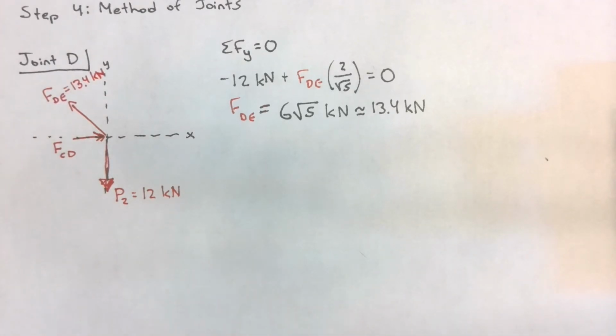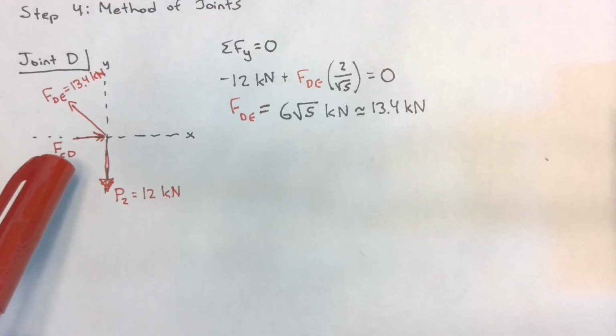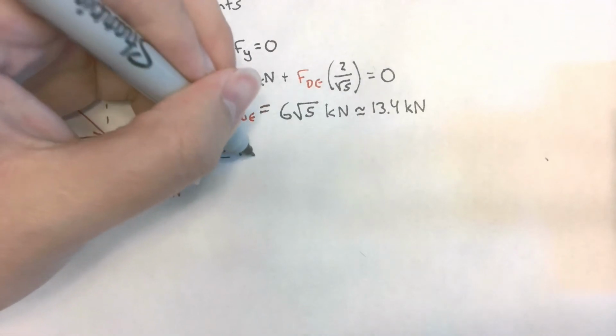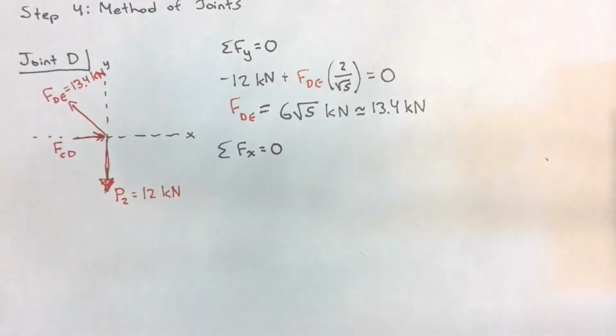Now, since the problem asked us to find all the forces in all the members, we already have that force, FD, 13.4 kilonewtons. So that's one part of the problem. Now we can find force CD by applying the equations of equilibrium in the x direction. So the sum of forces in the x direction equals 0.